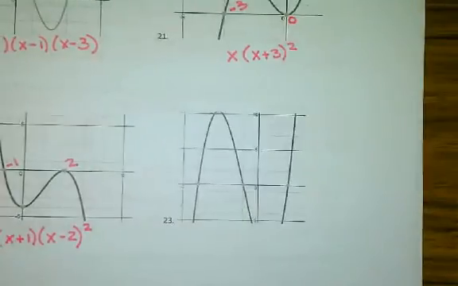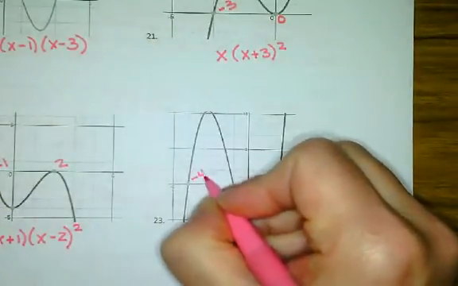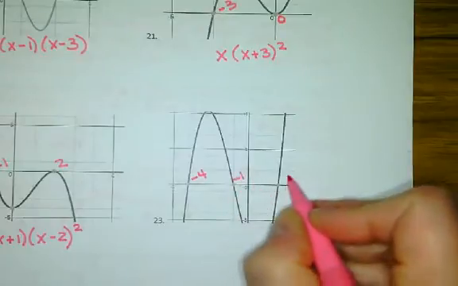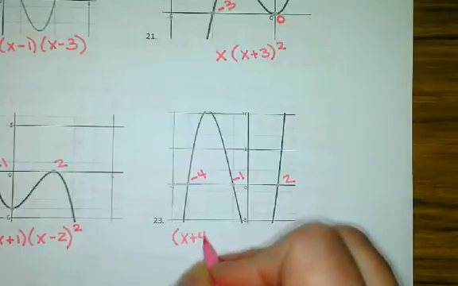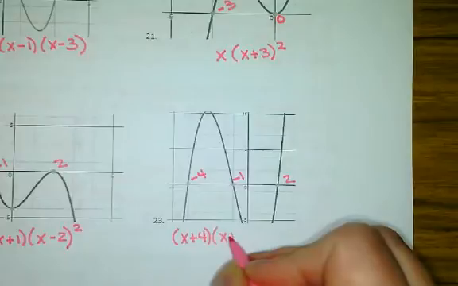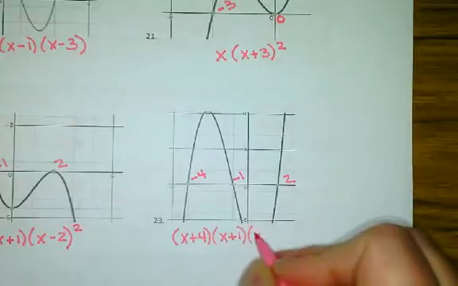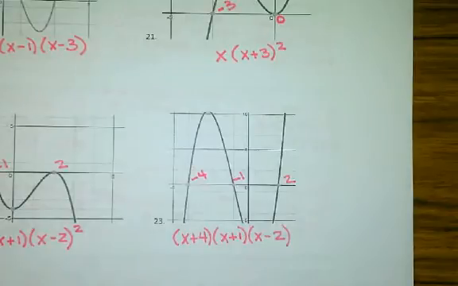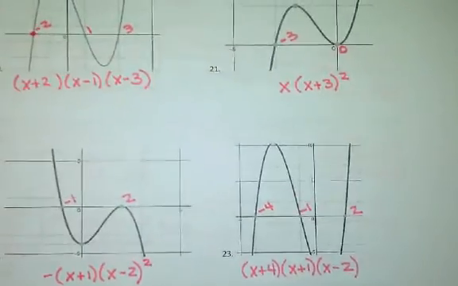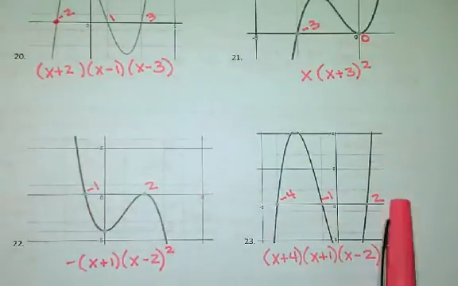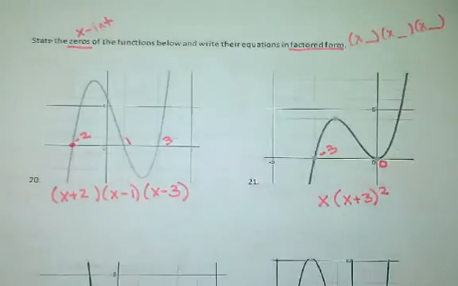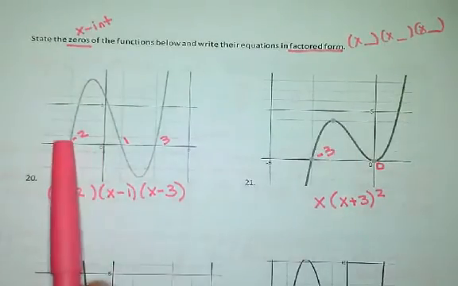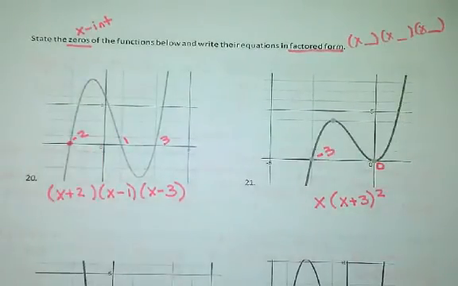All right, on the next one, I'm noticing this crosses at -4, this crosses at -1, and this crosses at 2. So again, I'm looking for the opposite, x plus 4, x plus 1, x minus 2. And that's my factored form. So for these, just remember that these are your zeros or your x-intercepts, and to write it in factored form, you have to write the opposite. So again, these are my zeros or my x-intercepts, and that is my factored form.